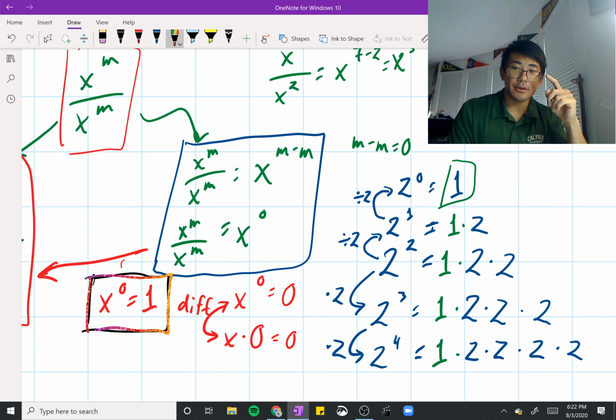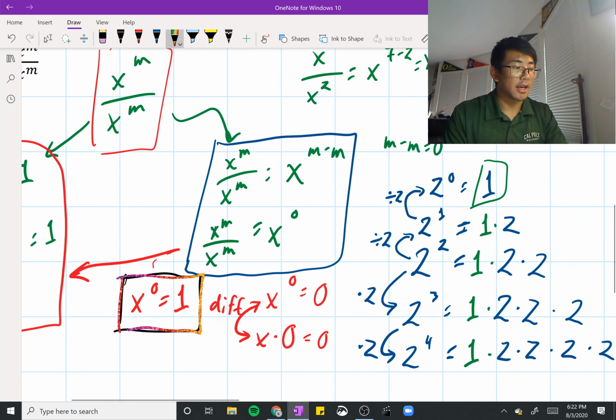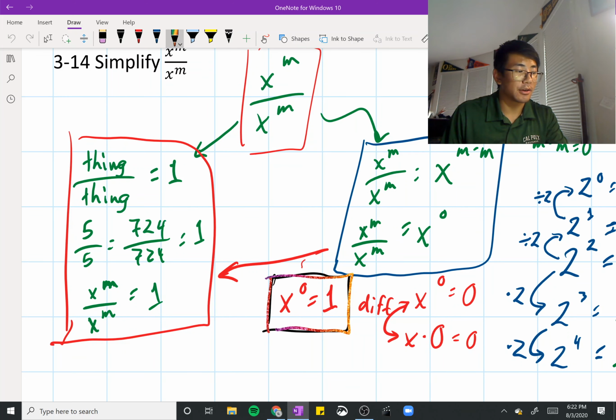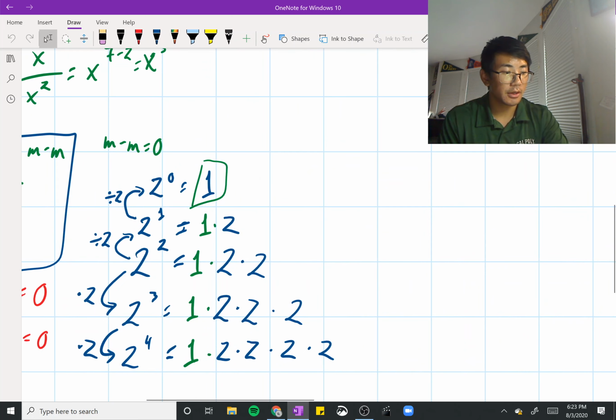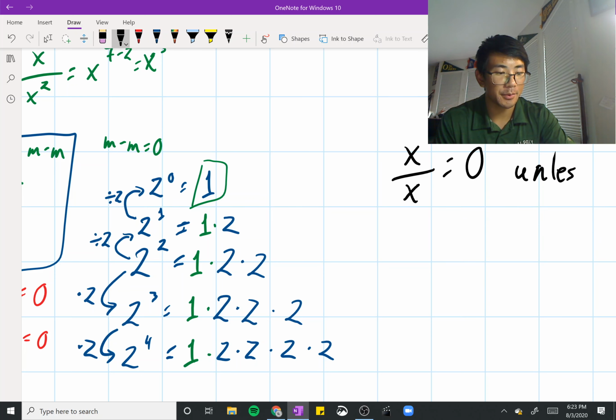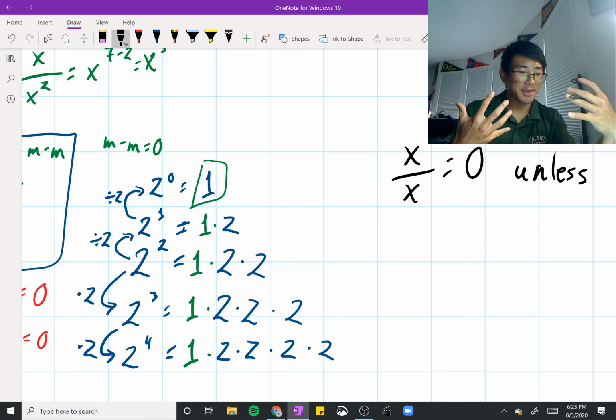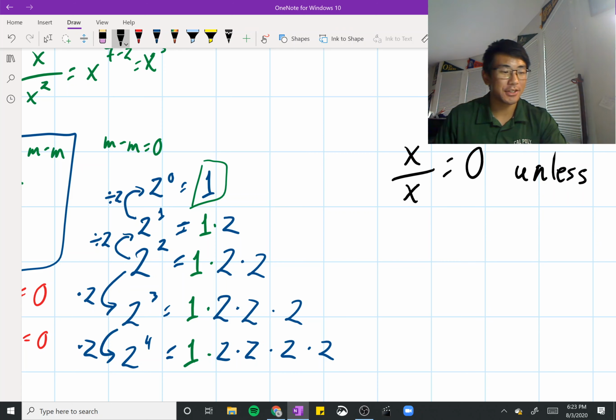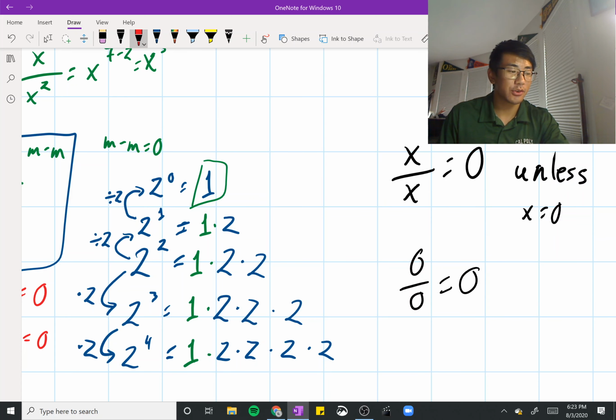Okay. Now, before we leave, I just want to mention one thing. I mentioned several times that something divided by itself is 1, except for some scenario, and here's the scenario. x divided by x is equal to 1 unless, and you might have thought about this example, unless x equals 0. Because we really don't want to say that 0 over 0 equals 1. We kind of try to avoid saying that.